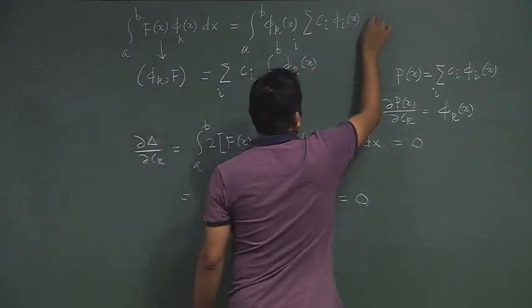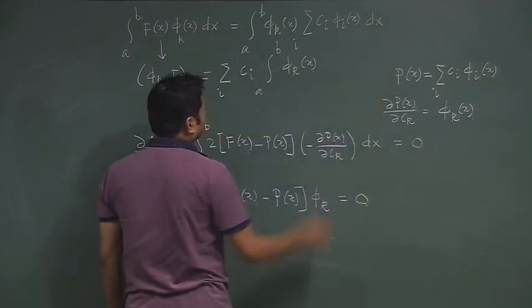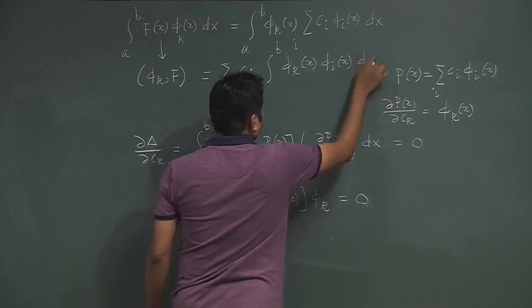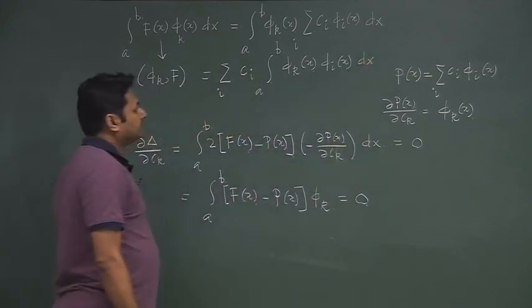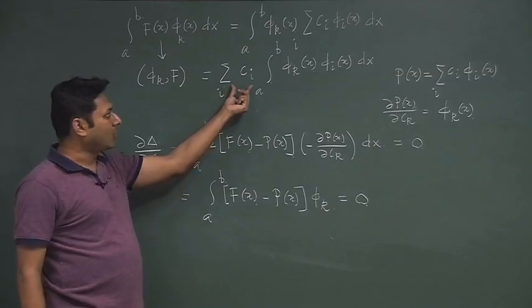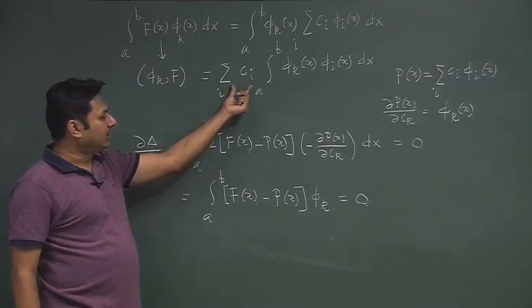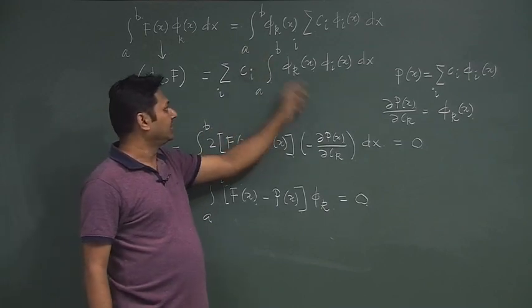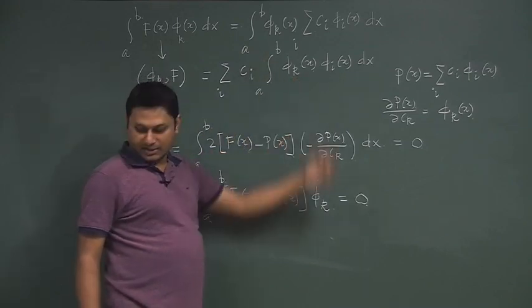Okay, 1 dx should be sitting here. So, phi i x dx. I take this summation sign outside, c i is not there. So, I can put the integration inside, where this function is associated, and I can write this.